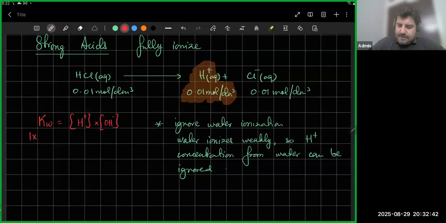Kw was 1 times 10 power minus 14, right? What is the H+ concentration at the moment? That's 0.01. Plus, there might be some H+ coming from water as well, but that would be so small that there is no point in adding it to 0.01, so you can simply ignore that. Times the OH ion concentration. So the point is, we know the H+ concentration. We don't know the OH ion concentration, which can be found out from the expression.